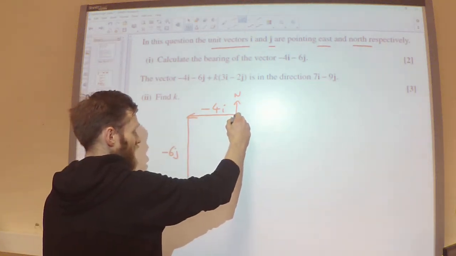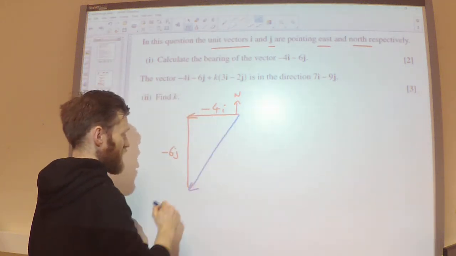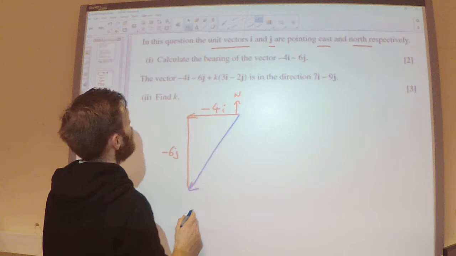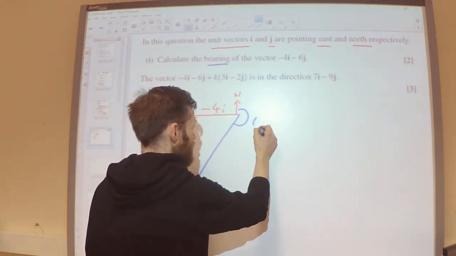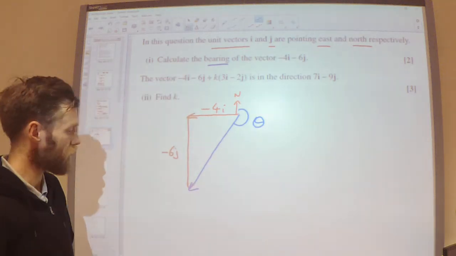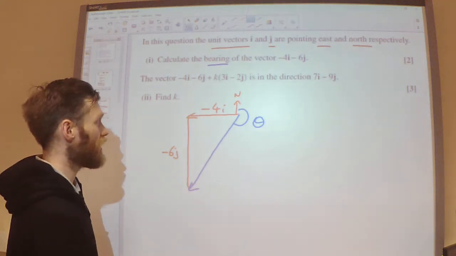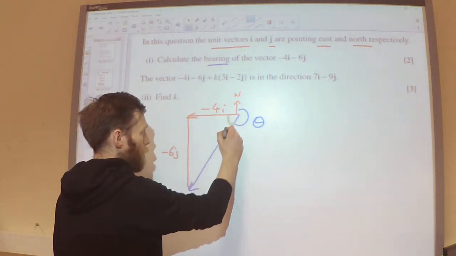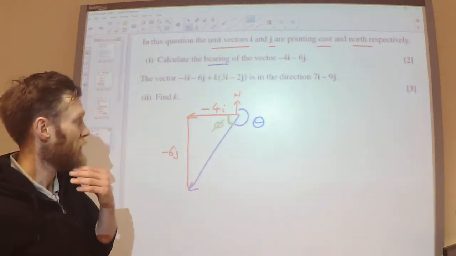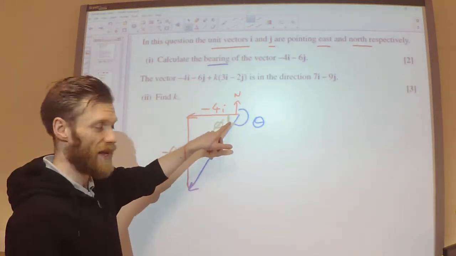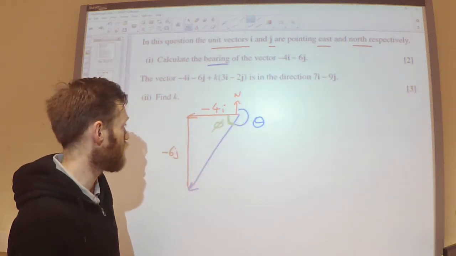So I'm travelling in this direction. Let me use a different colour. I'm travelling in this direction. And what I want to know is, what is the bearing of that vector? So what is this angle there? So, if I work out this angle here, I'll call that phi. I can then take that angle away from 270, and that'll leave me with my bearing.